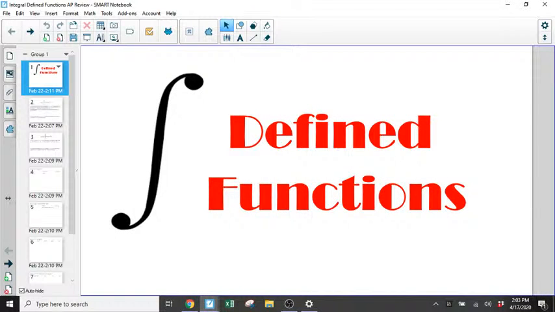All right, today's topic of review is functions that are defined by integrals. So thinking about how integrals, again, relate to our derivative, our function, all of that.